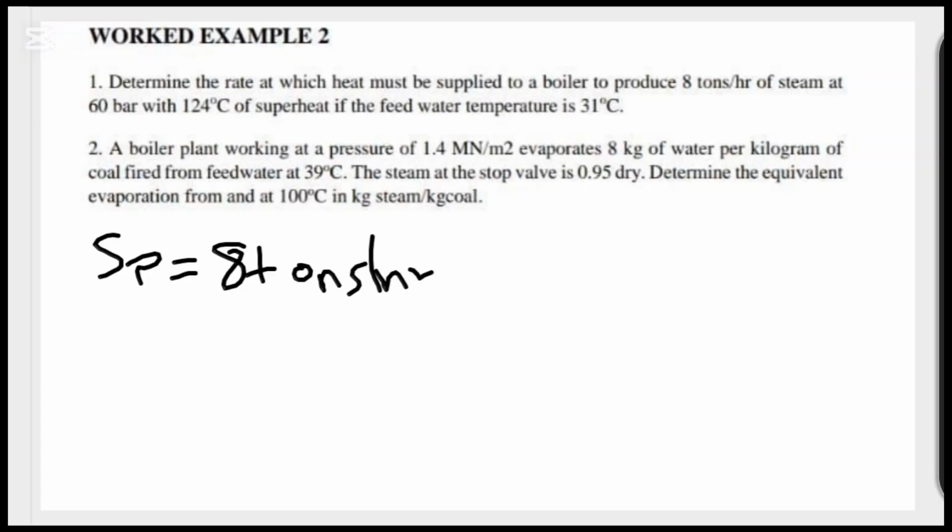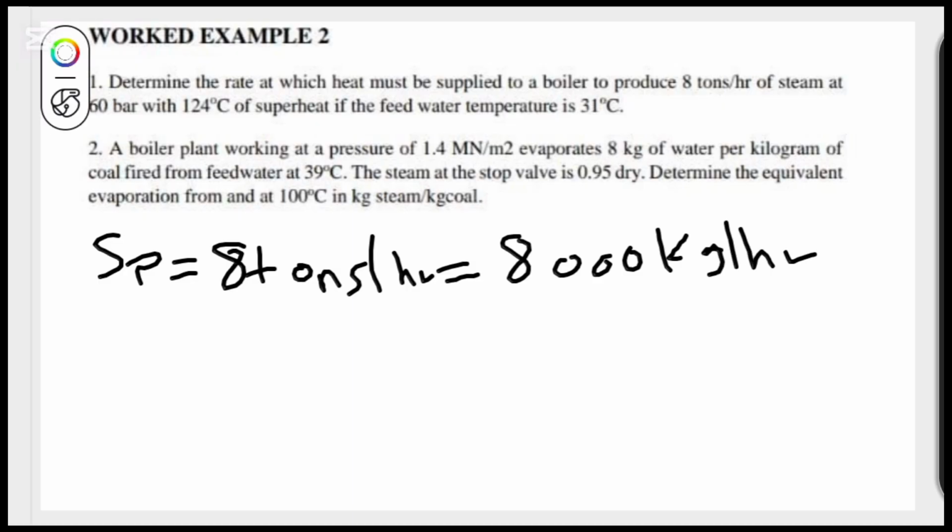tons per hour. Therefore, this 8 tons per hour, if I convert it to kg, will become 8,000 kg per hour. So you have to take note of it. Therefore, I have my pressure, which is 60 bar, and the superheat temperature, which is 124, and the feed water temperature, which is 31 degrees Celsius.